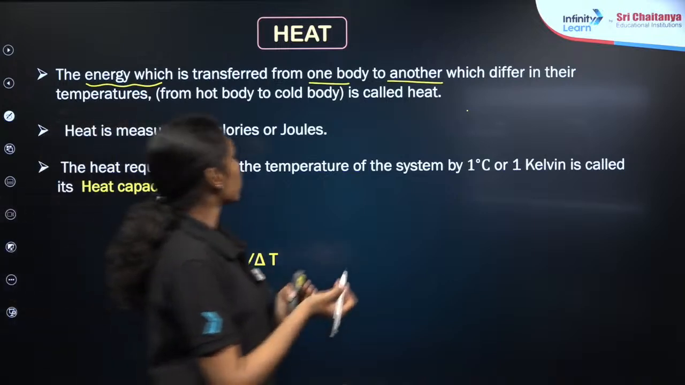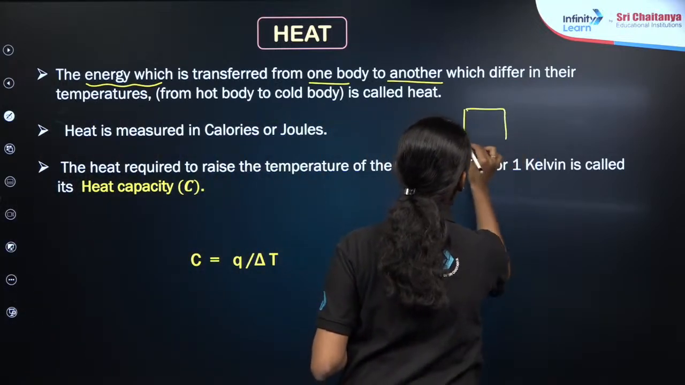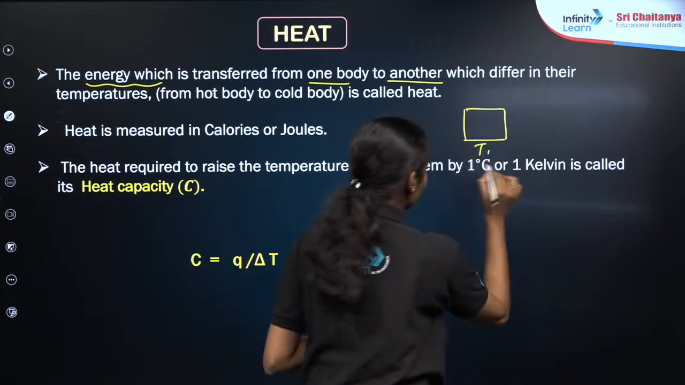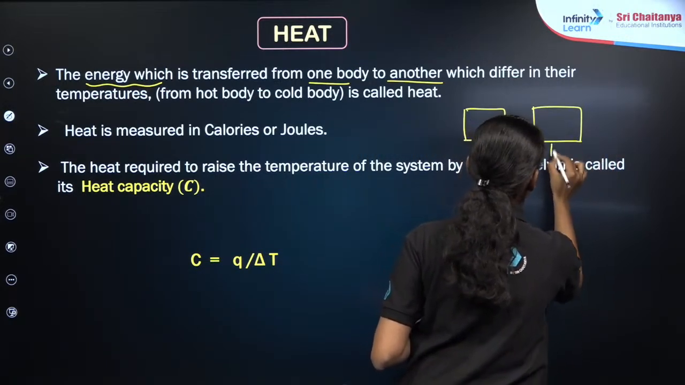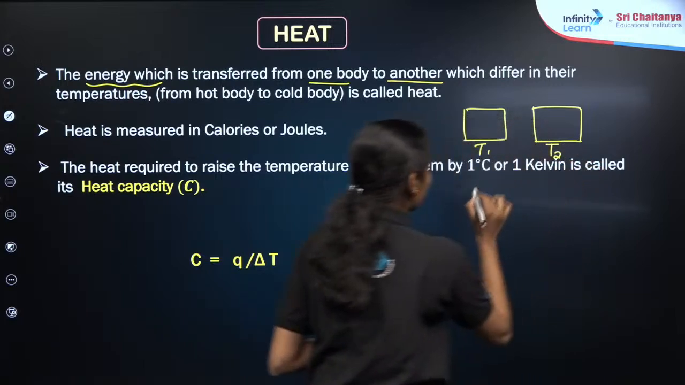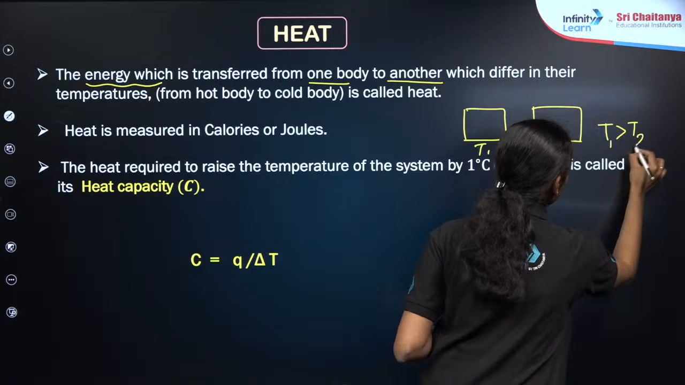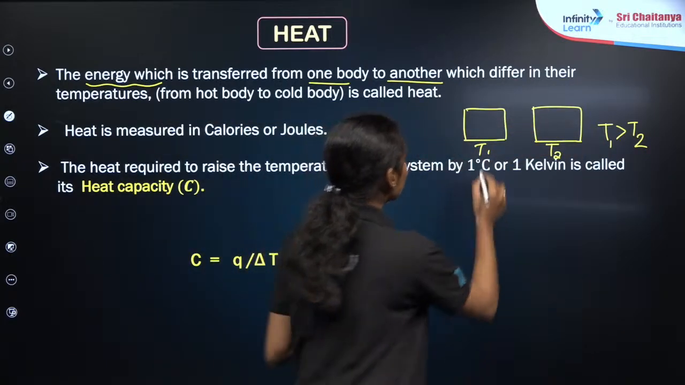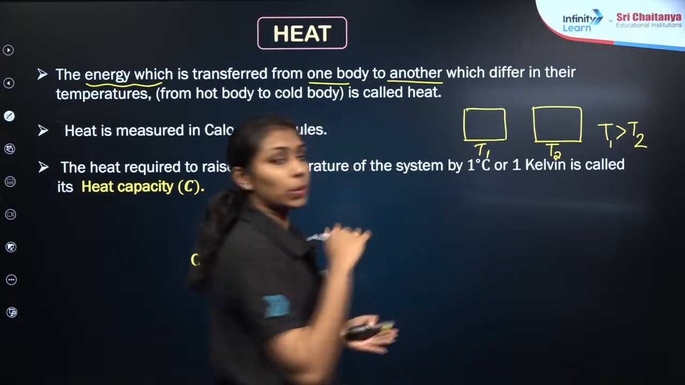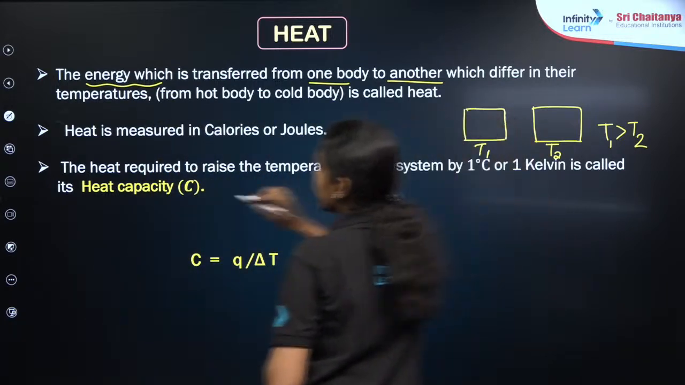So whenever I am taking any system here, this will be the system at temperature T1. This will be another substance at temperature T2, right? If I am saying that T1 is greater than T2, what will happen to the heat? Whether heat is going out from the first one or absorbing from the first one, what will happen if T1 is greater than T2?